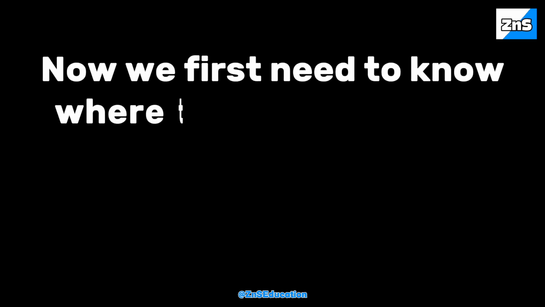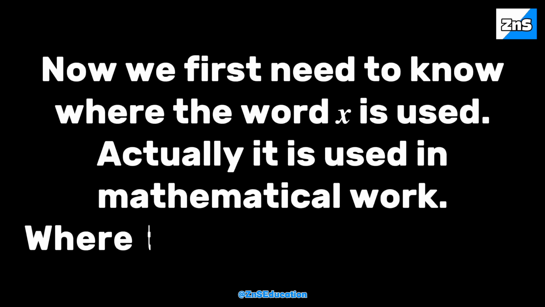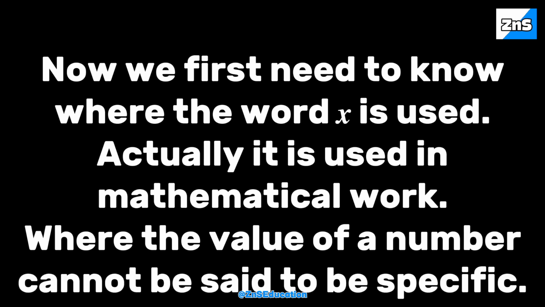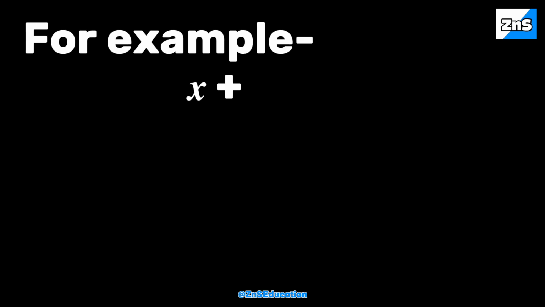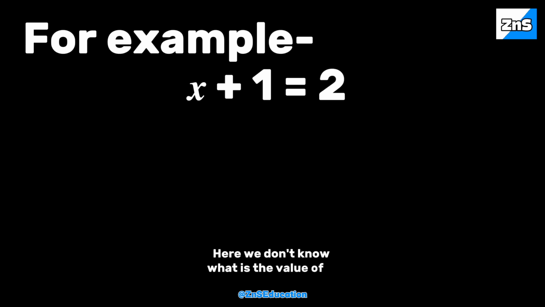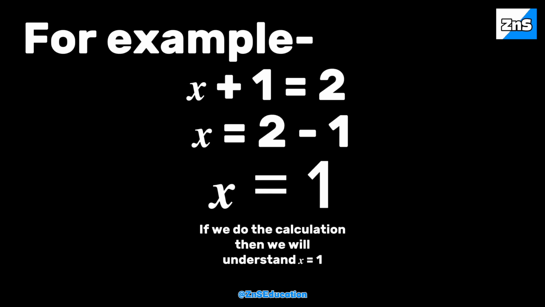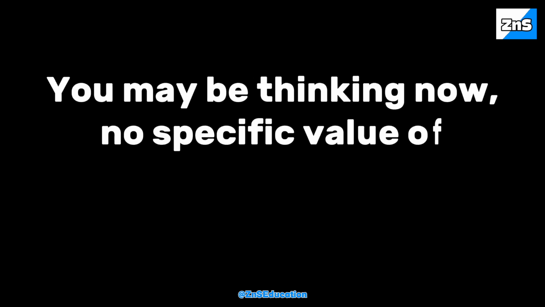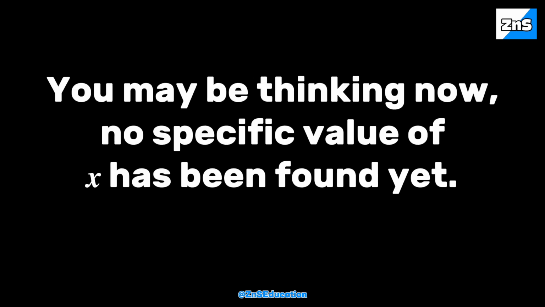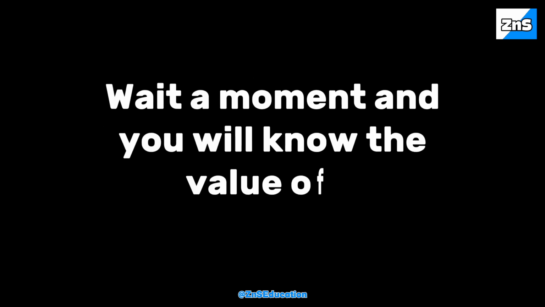Now, we first need to know where the word x is used. Actually, it is used in mathematical work, where the value of a number cannot be said to be specific. For example, x plus 1 equals 2. Here we don't know what is the value of x. If we do the calculation, then we will understand x equals 1. You may be thinking now, no specific value of x has been found yet. Wait a moment, and you will know the value of x.